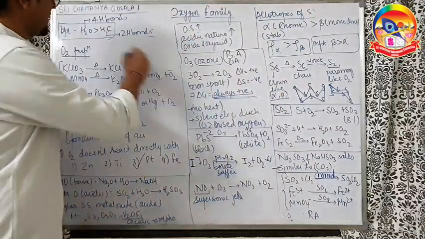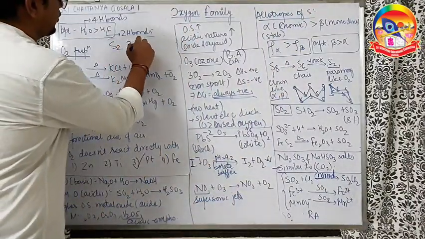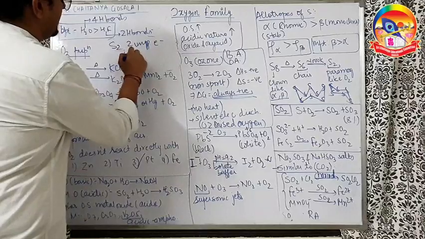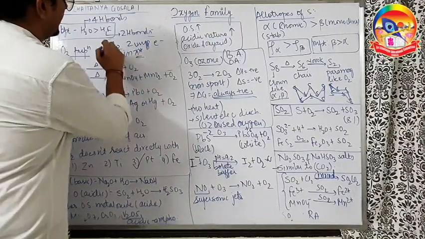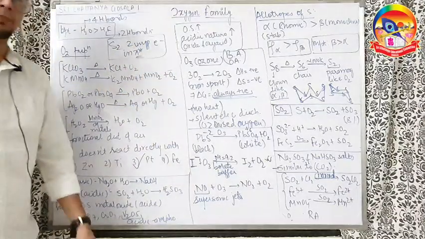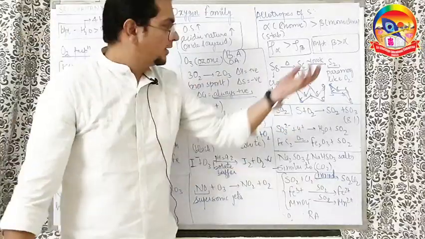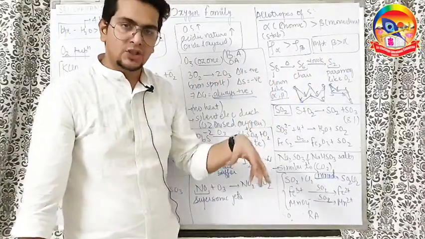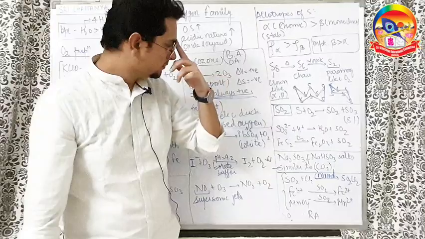What happens in the case of S2? In the case of S2, there are two unpaired electrons in the pi star anti-bonding orbitals. So in the pi star orbitals, we have one unpaired electron each, just like oxygen in MOT.